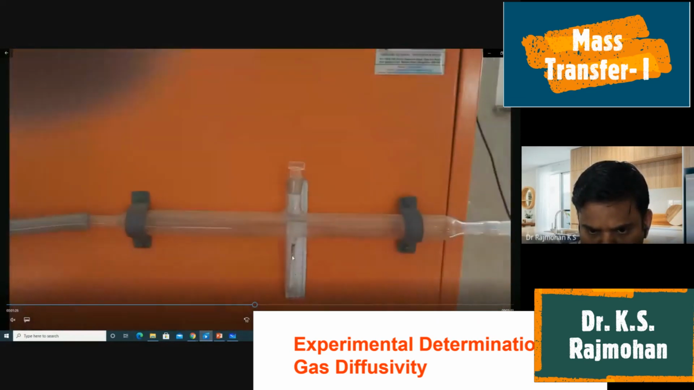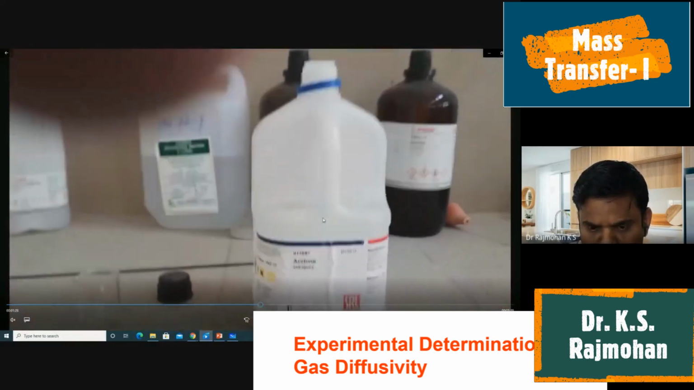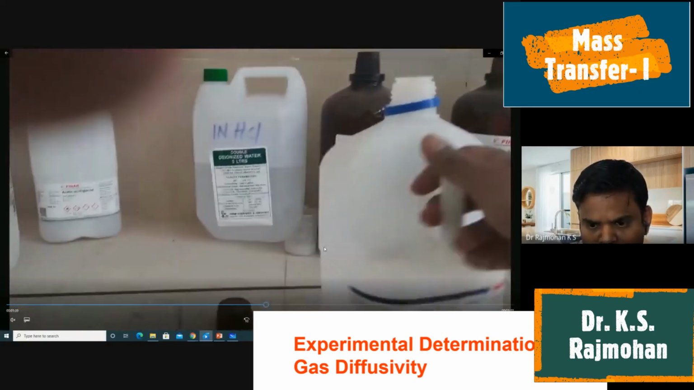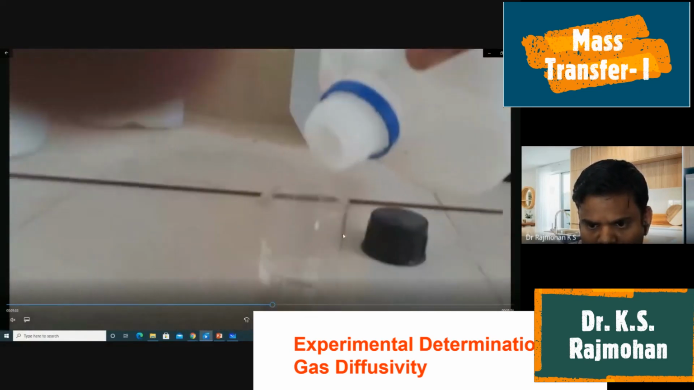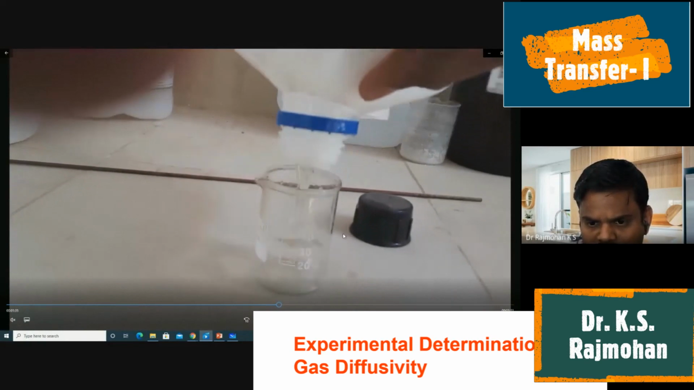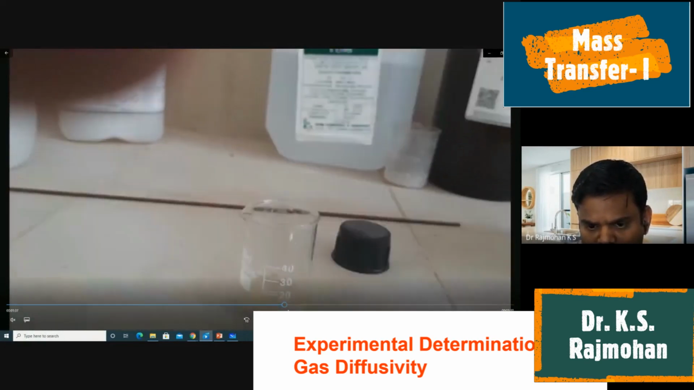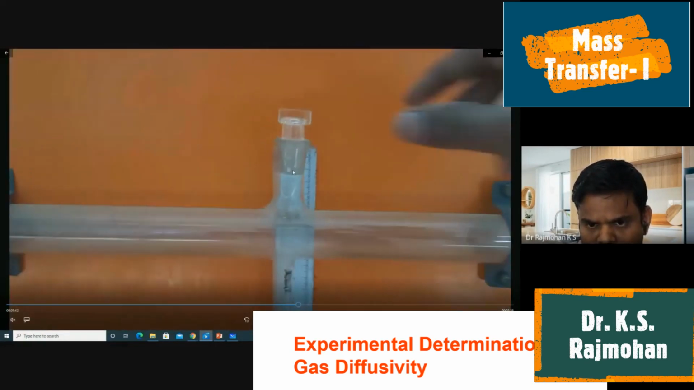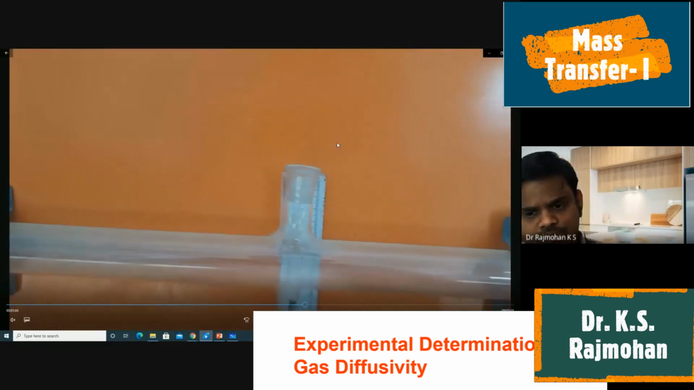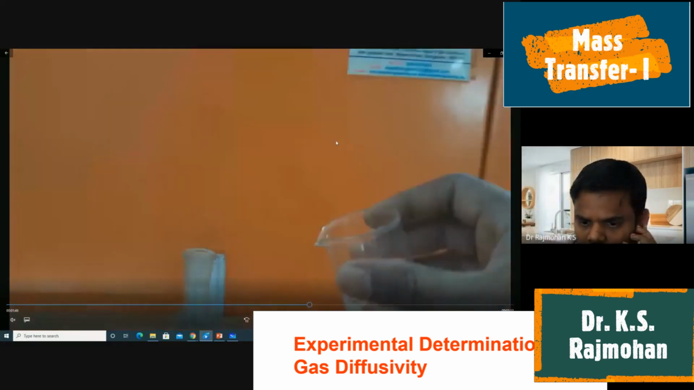In this small tube, where the diameter is very small compared to that one, for experimental purposes you can take some easily vaporizable solvent like acetone. So we can take acetone, open this tap, and fill it here.